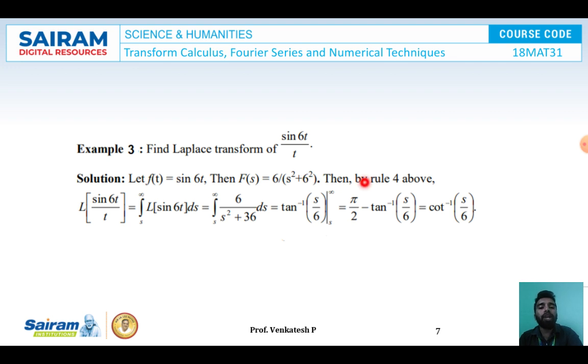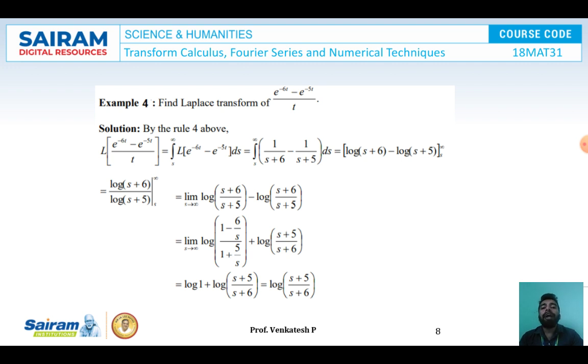Then by applying rule number 4, we got the Laplace transform of sine 6t by t will be equal to integral s to infinity of the Laplace transform of sine 6t ds, that is integral s to infinity 6 by s square plus 36 into ds. This will be equal to tan inverse of s by 6 with the limit s to infinity. Applying the upper limit, we get tan inverse infinity, which is pi by 2, and the lower limit is tan inverse s by 6 only. So this will be equal to cot inverse s by 6, which is the required solution.